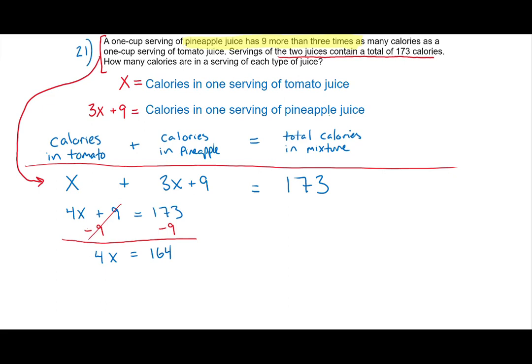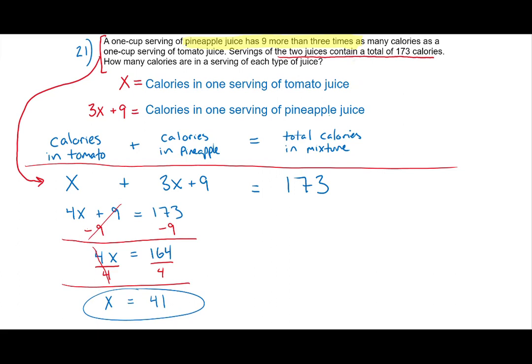Okay, now we want to get rid of the times 4. Again, do the opposite. The opposite of times 4 is divide by 4. So we're going to divide the left-hand side by 4. The times 4 and the divide by 4, they cancel because that gives you 1. 1 times x, which is just x. Whatever we do to one side, we have to do to the other. So if we take 164 divided by 4, that will give us 41. All right, so now we know what x is equal to.